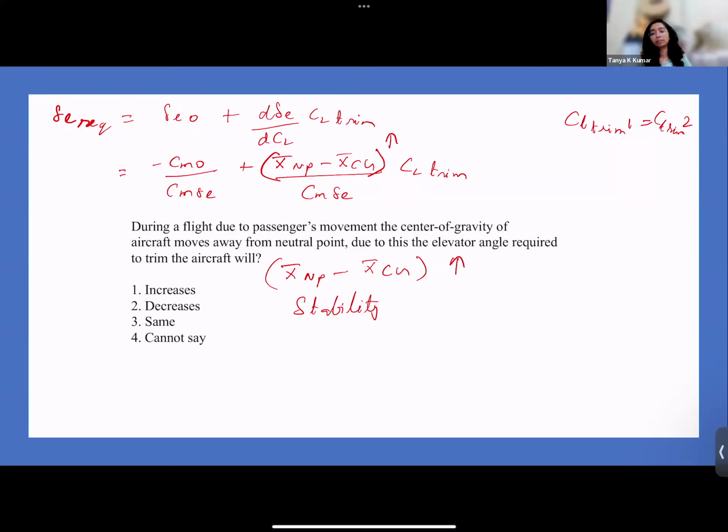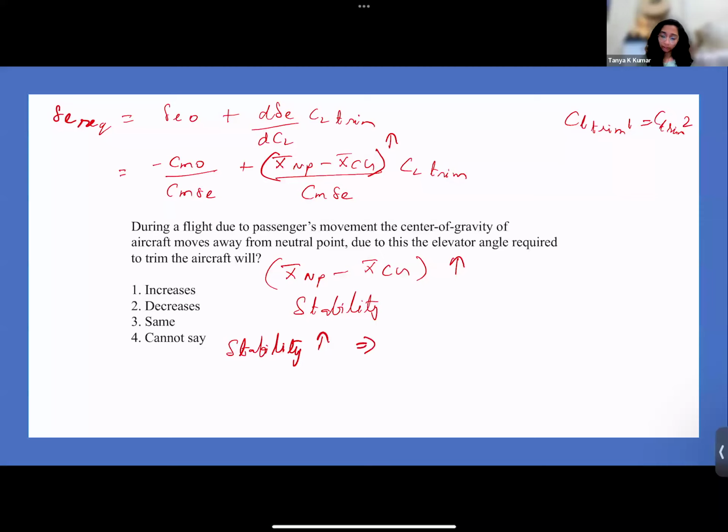When x bar NP, the distance between the neutral point and CG, increases, does stability increase or decrease? Think of this so many times today. Just think about it. So let's see how stability, let me just write it down. Stability increases, how do we represent it?